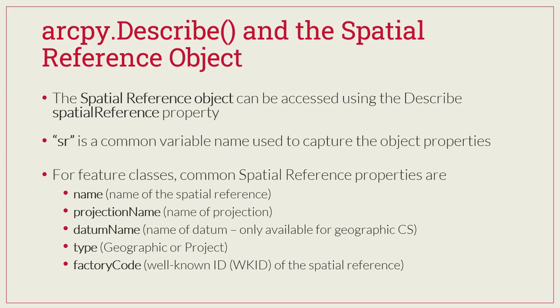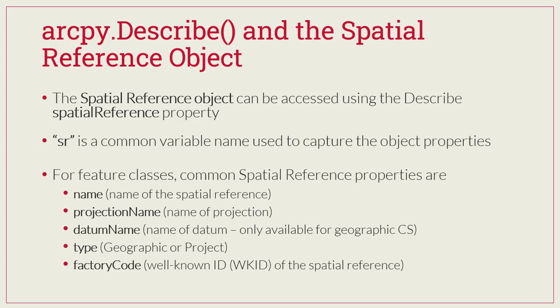The describe object in geospatial applications is also often used with the spatial reference object. So the spatial reference behaves a little bit different than our other properties when it comes to describe. It is its own object, but it's accessed using the describe spatial reference property. You'll often see SR as a common variable that's used to capture this object's properties, but it could be anything out there. I just wanted to point out that if you see SR, and you will see that in the Esri help documentation, that SR is just a common variable that's defined on the fly to store the spatial reference object.